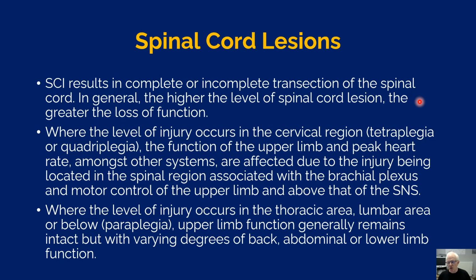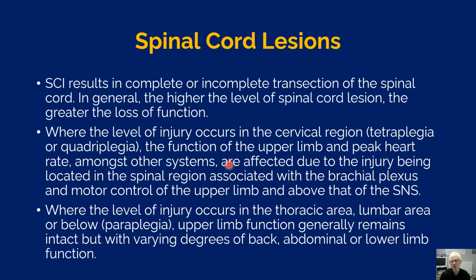When we think about the cervical region, so that is right at the top part of the spine, if you think about the top 8 vertebrae, that is where we get the conditions which are tetraplegia and quadriplegia. And within both of these, the function of the upper limb and peak heart rate, amongst other systems, are affected. So with both tetraplegia and quadriplegia, you lose not only lower body function, which is what we think with spinal cord lesions, but you lose upper body function as well. And the higher we move up that spinal column, it also can have ramifications on things like respiration.